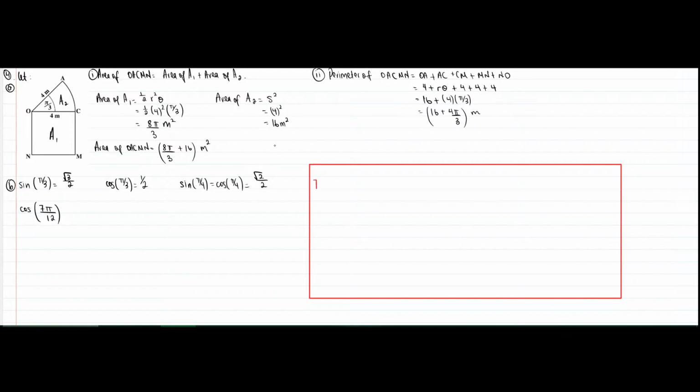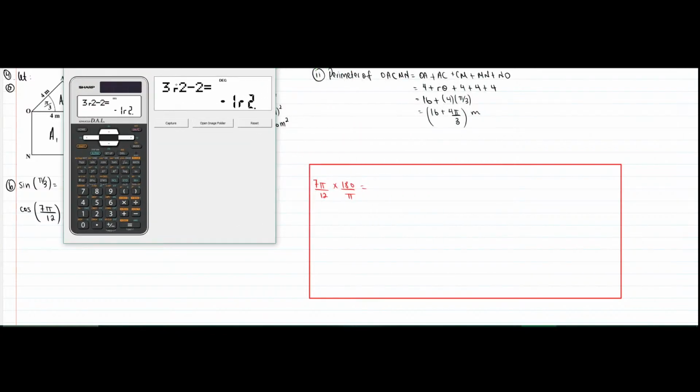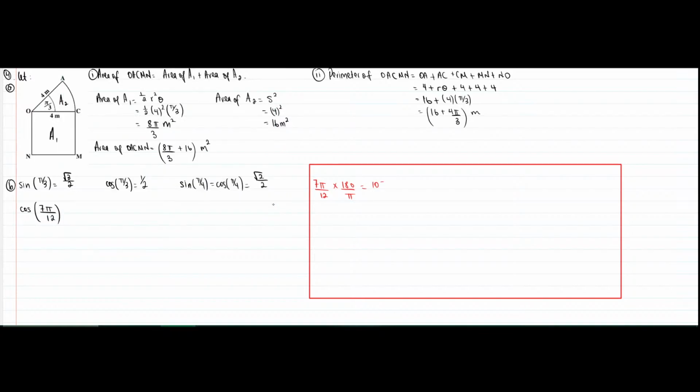I want to know what 7 pi on 12 is. I multiply by 180 over pi. So 7 times 180 divided by 12 gives 105 degrees. So they're really asking us for cosine of 105 degrees.